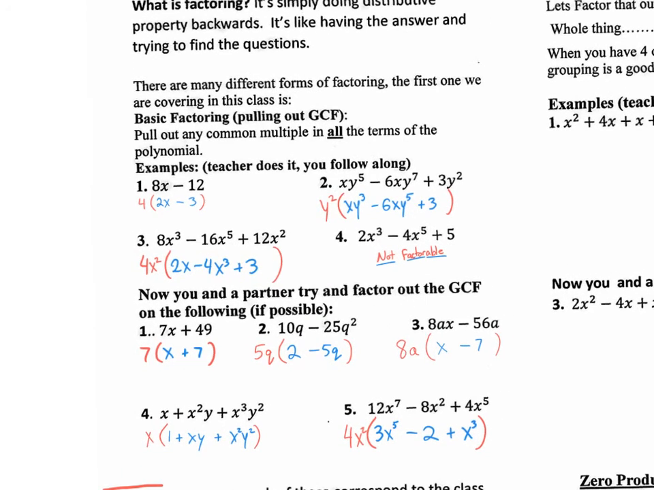So all you're doing is looking at all your terms and seeing what's in common, putting some parentheses, pulling out that GCF, and then writing what's left over on the inside. So on my next video, we're going to practice doing exactly that on the first part of our homework. Only going to be doing 1 through 12.